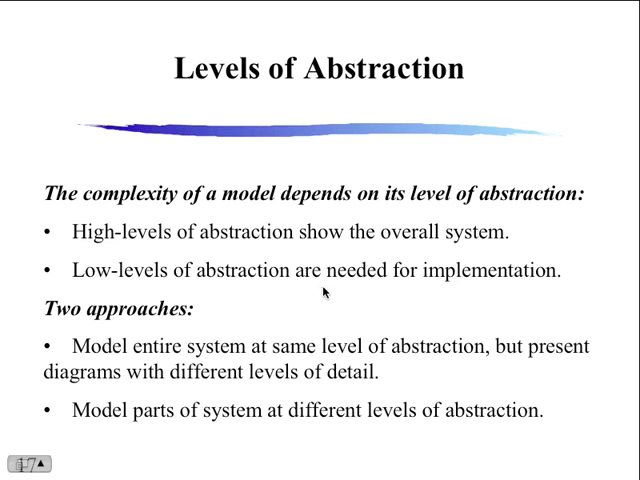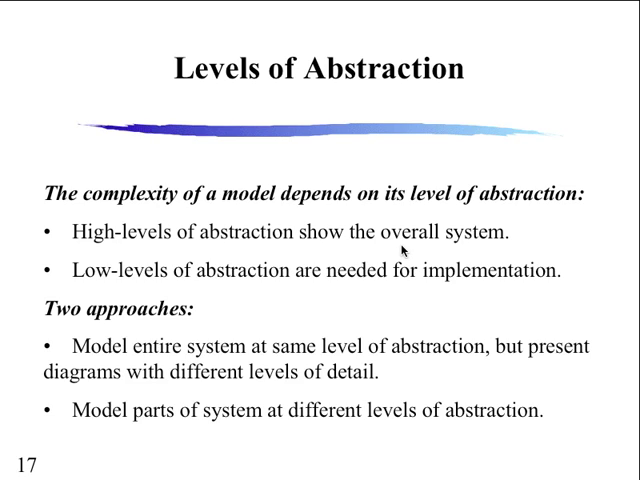So low levels of abstraction are needed for implementation. Higher levels are needed to show the overall system. So you would show the higher level diagrams and abstractions to the users, to the stakeholders. The lower level ones go to the implementers, to the outsourced people that you've hired to build this particular project.